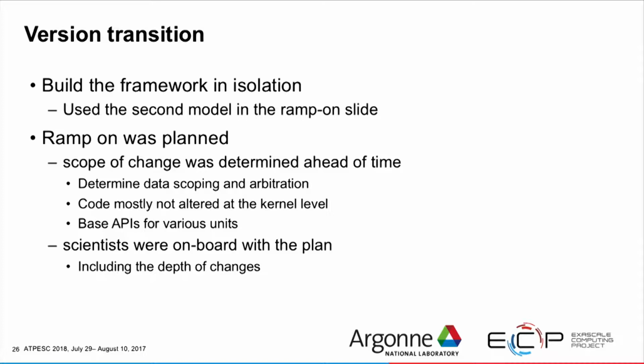So I still remember the first test and the first release of Flash 3 was just this backbone with a uniform grid implementation of the grid and just the APIs, and you could compile it and you could run it, right? And then the ramp-on was planned where the scope of change was determined ahead of time so that data scoping and arbitration was done. We decided that code was mostly not going to be altered at the kernel level this time around also. And as I said before, the scientists were on board with the change, with the plan.